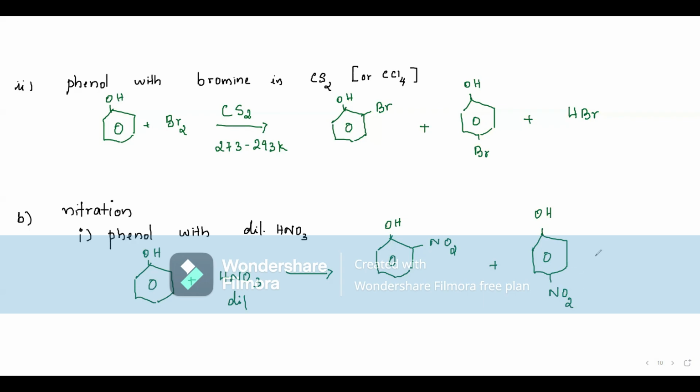2-nitrophenol or 4-nitrophenol along with water. Byproducts become important even in this reaction. So, if nitration is performed using dilute nitric acid, you are getting a mixture of orthonitrophenol and paranitrophenol along with the byproduct water.